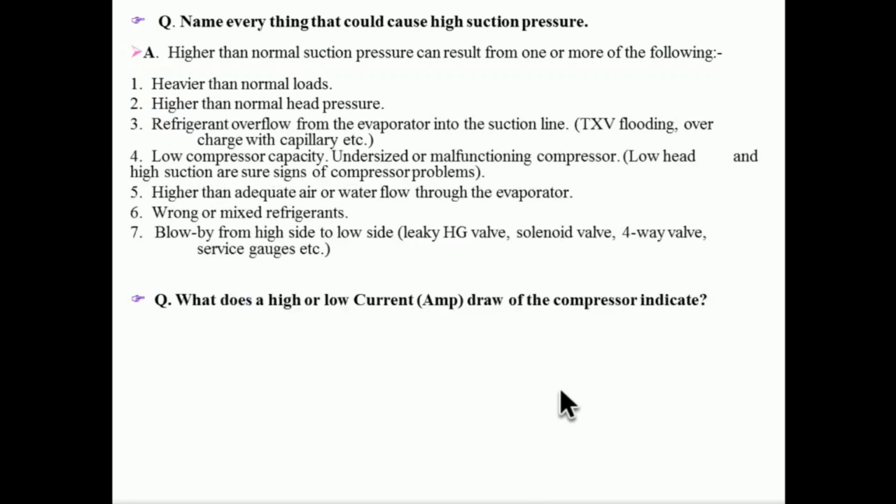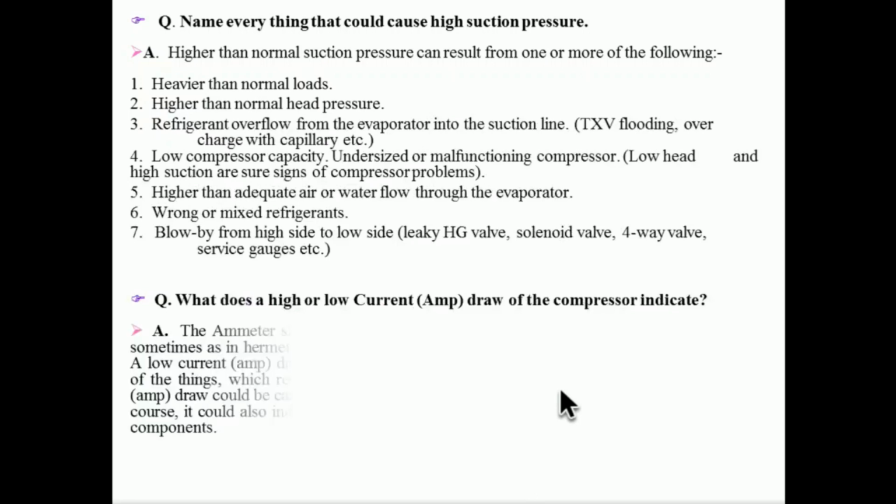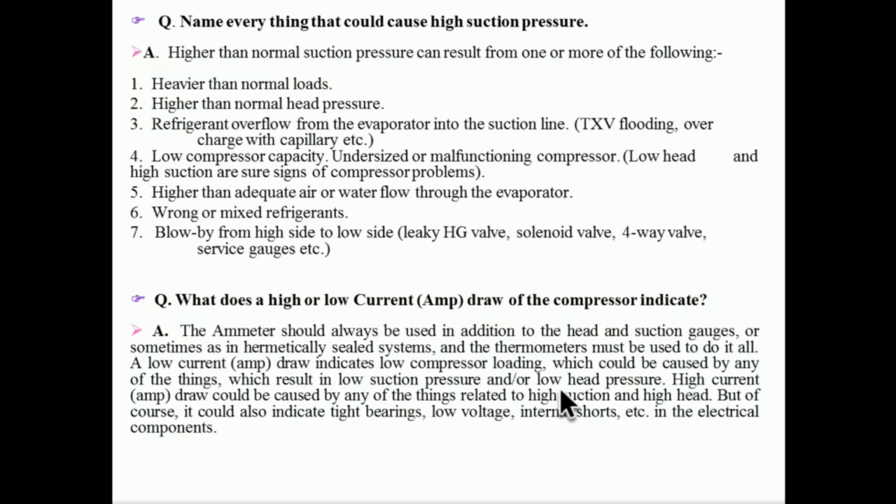What are the things which make a compressor draw low amps or high amps? Basically, a low current draw indicates low suction, because it could be because of the expansion valve choked or the dryer choked or something like that. Only then is the suction going to be low. So anything causing low suction is directly related to your low amps.